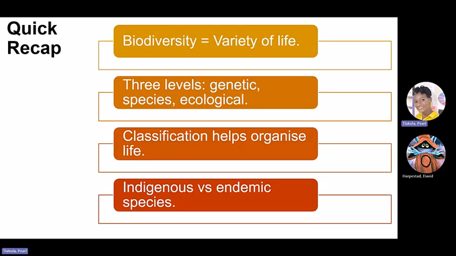Indigenous versus endemic, do you remember? Indigenous species are native to an area, but they can be found in other areas in the world. Endemic species are species that cannot be found anywhere else but in a specific area. This is very important to know.